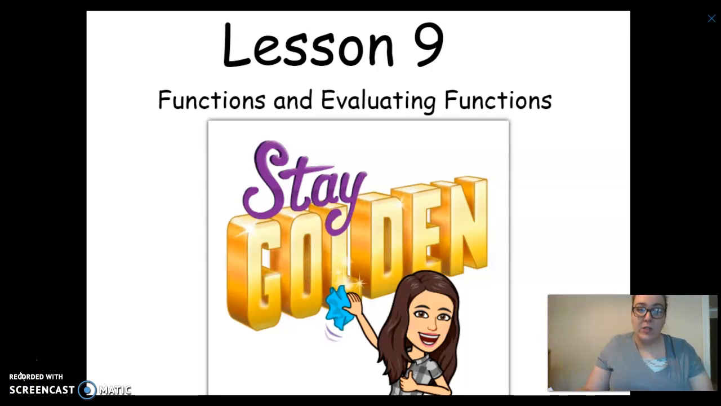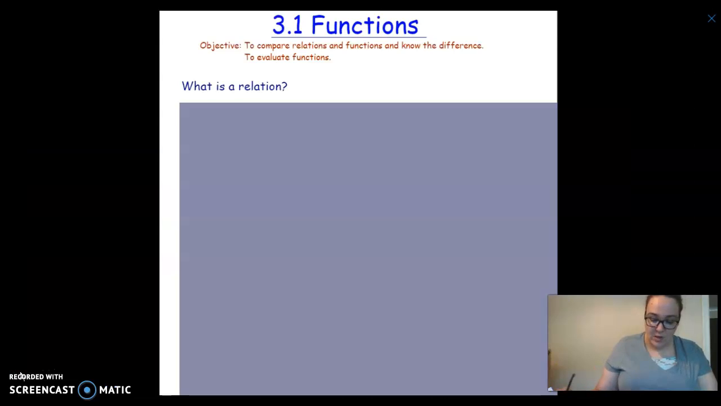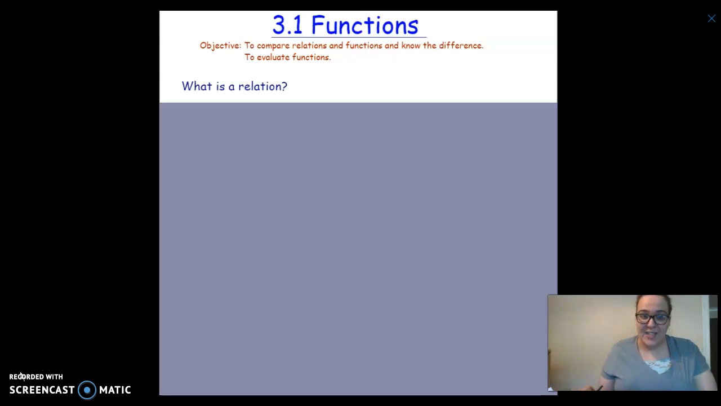We are going to be talking about functions and evaluating functions today. It says stay golden because we are so close to being finished here. So here we go. It says 3.1, but really 3.1 doesn't matter, but we are talking about functions today.